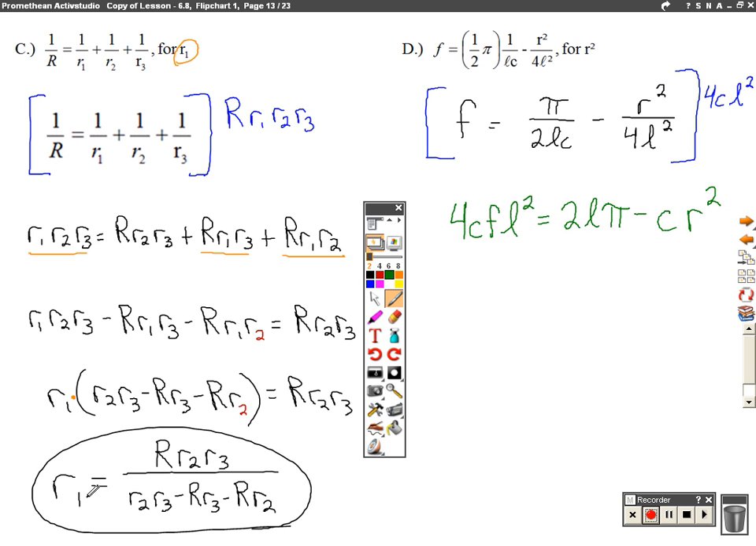Letter C. Letter D, after I multiply through by the LCD, this is what I would get. I'm trying to solve for R squared, not R, just R squared. So I need to get this R squared by itself. So I'm going to undo this other term first. I'm going to get rid of the other term, then I'll worry about undoing this multiplication. So I'm going to undo the order of operations in reverse. I'm going to subtract 2L pi from both sides.